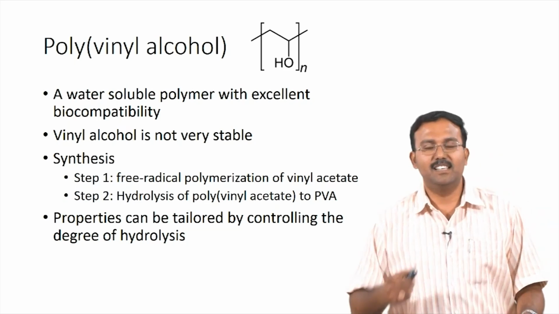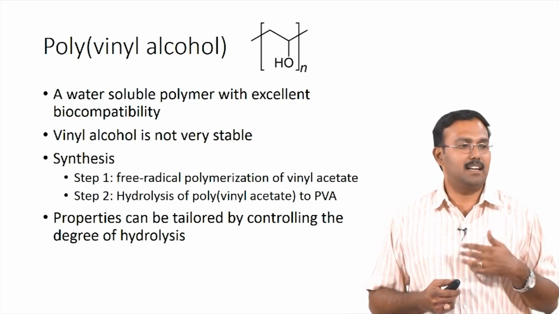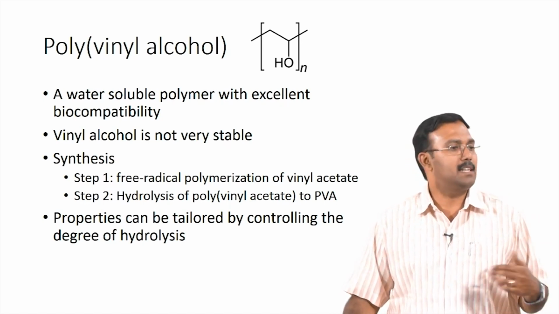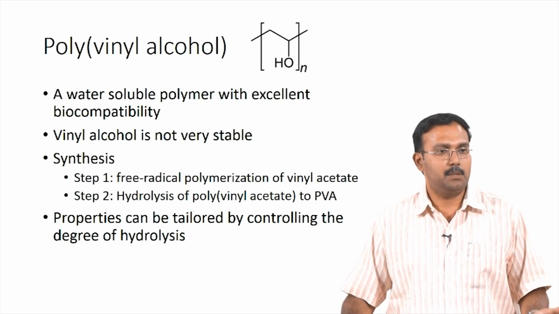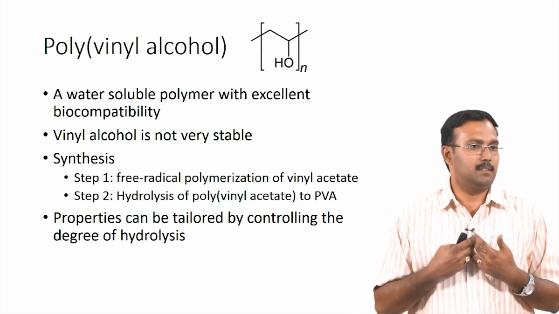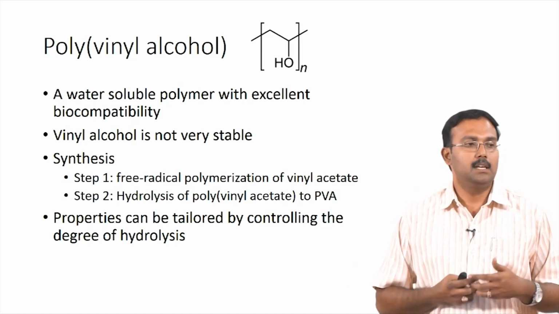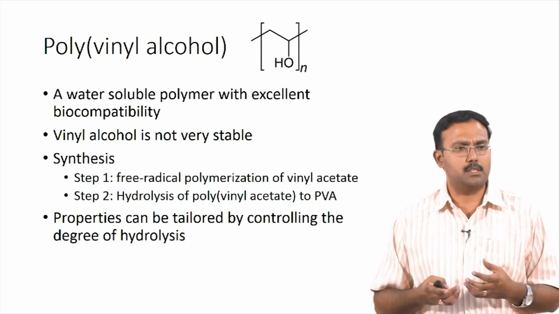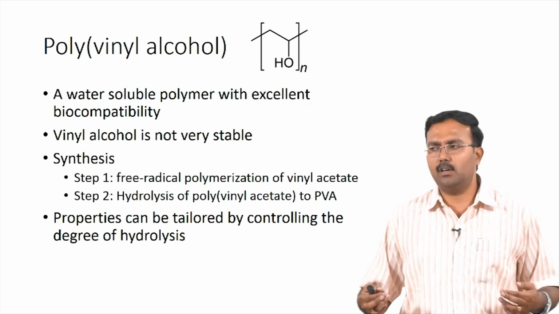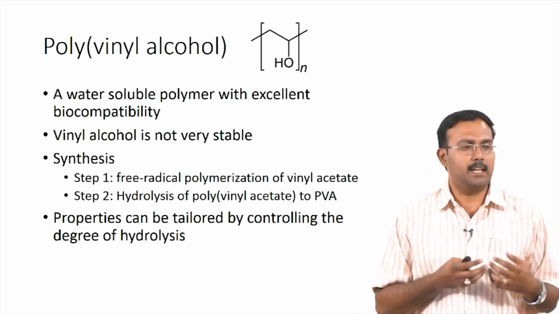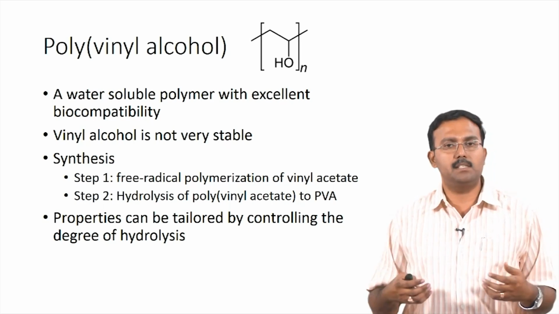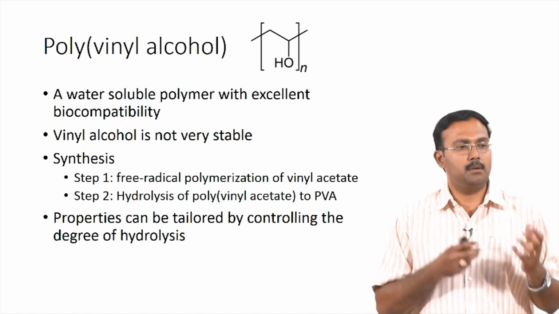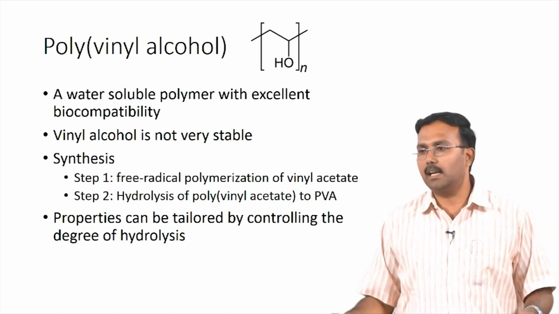Okay. So, polyvinyl alcohol is another commonly used material. This is a water soluble polymer with excellent biocompatibility. A lot of studies have worked with PVA and shown that it is very useful for biomedical applications. And vinyl alcohol itself is not very stable, so it is synthesized using a two-step process. It is not just a direct polymerization of vinyl alcohol which is done. What people do is the first step is the free radical polymerization of vinyl acetate, and the second step is hydrolysis of the polyvinyl acetate to form PVA, polyvinyl alcohol.